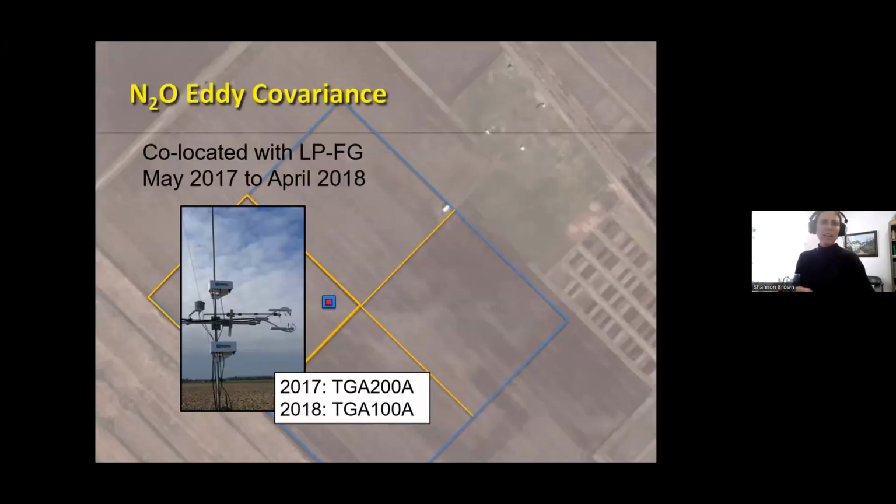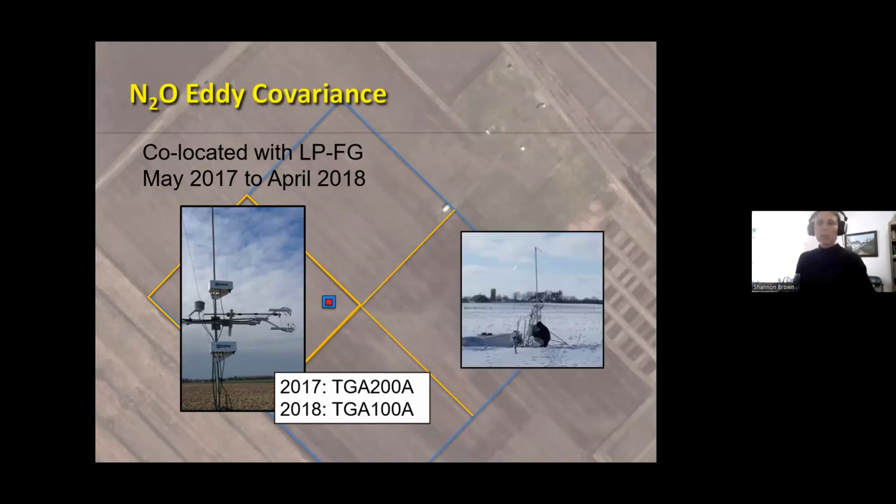The eddy covariance system was co-located on that same tower, right in between the 2 intakes of the low power system. And this operated from May 2017 to April 2018, so that we get some winter measurements using the eddy covariance system.